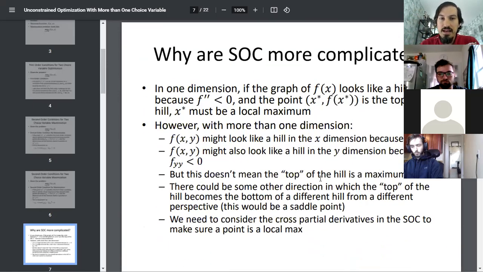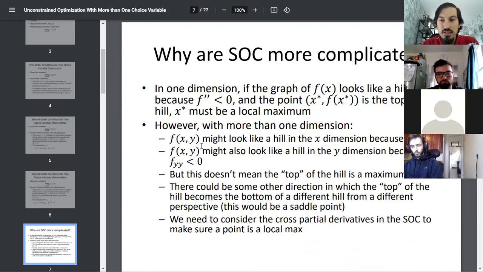Ooh, this is a good slide. Why are these second order conditions more complicated? Well, in one dimension, the graph of f of x either looks like a hill, and if you're maximizing, you just choose the point at the top of the hill. That's what I've been talking about already.